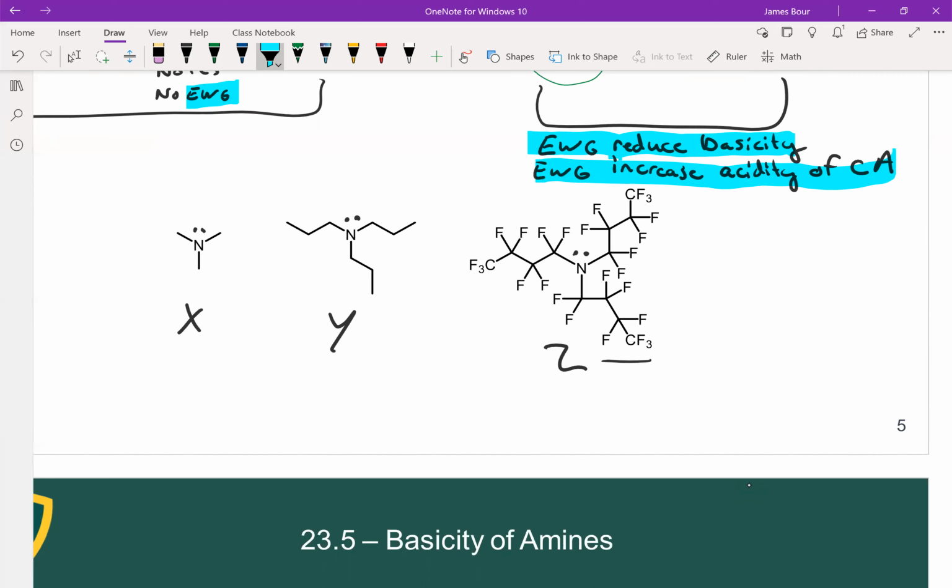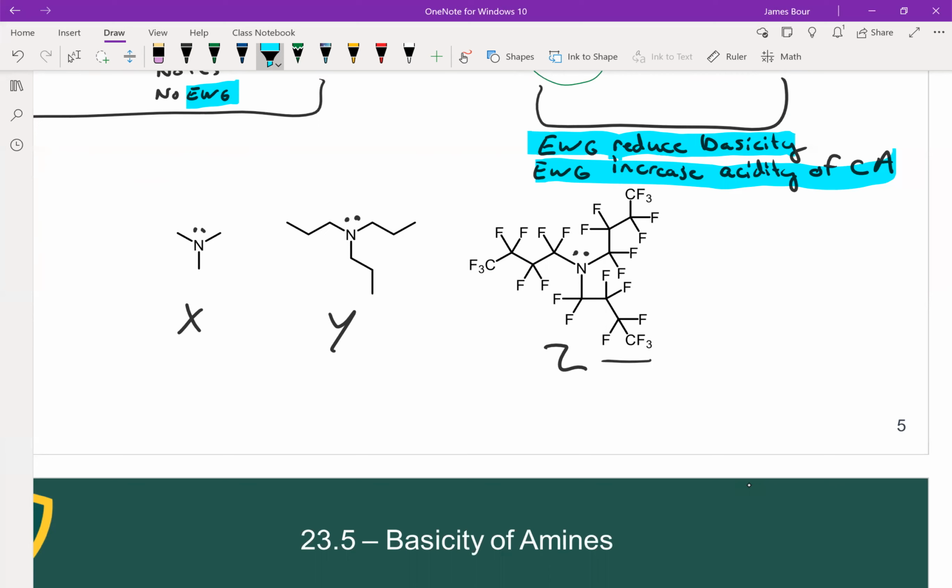In fact, this molecule is called perfluorotributylamine, and this is an artificial blood substitute. It solubilizes oxygen very well and can be directly injected into people's blood veins to help them when they're having hypoxia. Now, our question here is between X and Y.